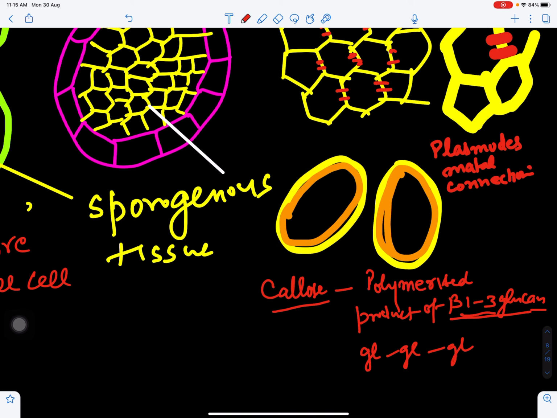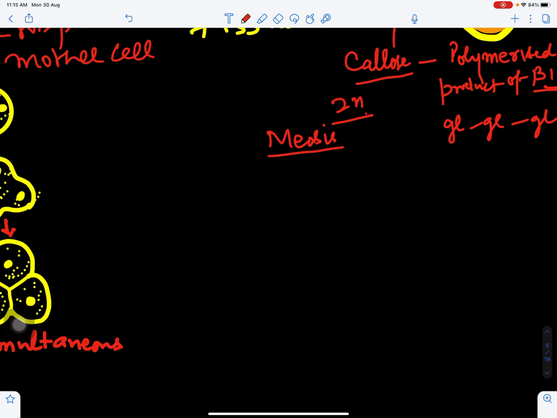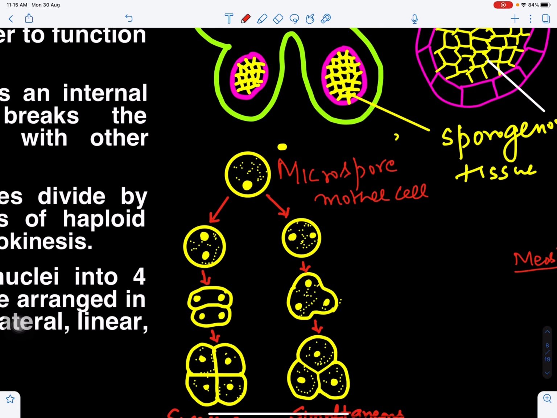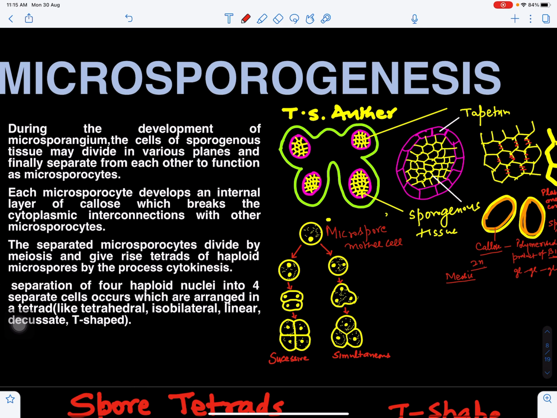So this is called the spore mother cell, and this is the development of callose. Now these spore mother cells will get separated from each other in the sporogenous tissue, which were connected by plasmodesmatal connections. Now they are diploid in genetic constitution. This will undergo meiosis cell division. Meiosis will take place in the diploid spore mother cell, and when this meiosis takes place, right?